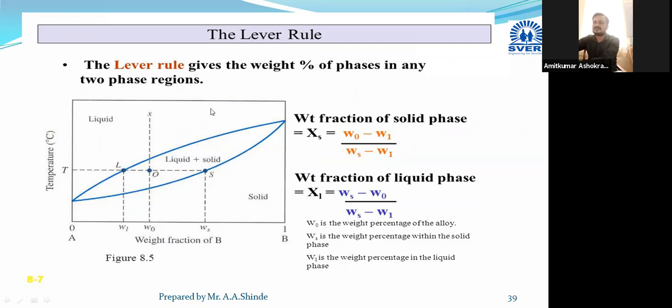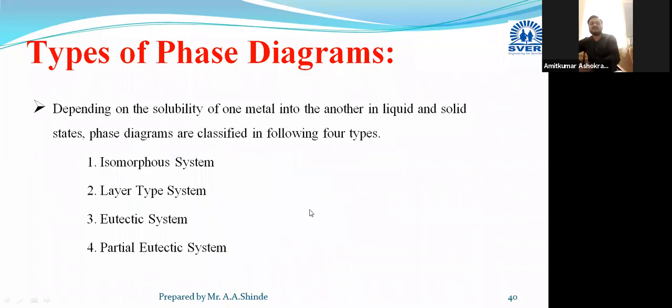We have discussed, with the help of this lever arm principle, how to calculate the amount of solid phases and amount of liquid phases at any given temperature and any given composition. Then the types of phase diagram. Now I will try to cover the first three types today, and the fourth type I will cover in the next session, because it takes a little more time to cover that.